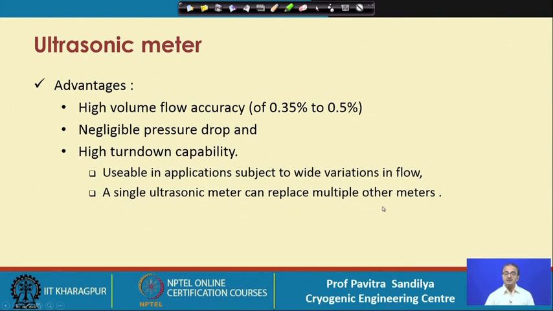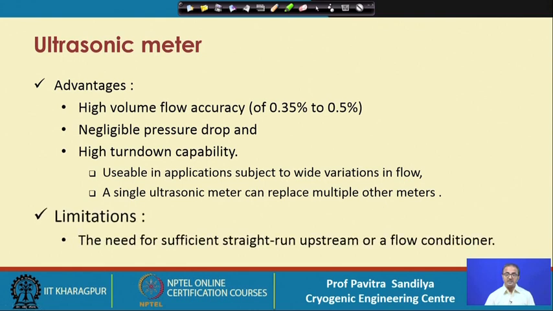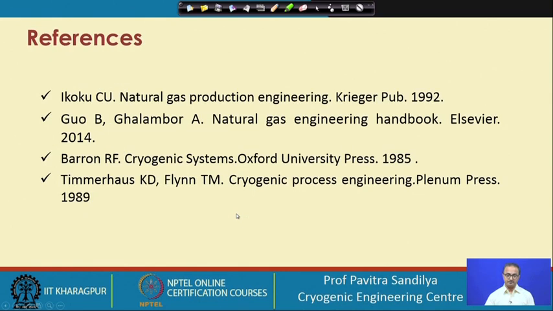So that is why it can be used for wide variations, and a single ultrasonic meter may replace multiple other meters. However, the limitations are that it needs a sufficient straight run upstream of the flow, or a flow conditioner. The flow conditioner means that it will try to manipulate the signal generated by these meters so that they can be read. So it needs a flow conditioner, and it needs a long length of pipe on the upstream side of the ultrasonic meters.